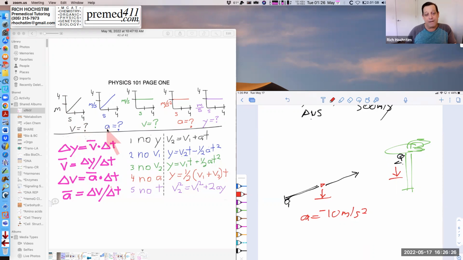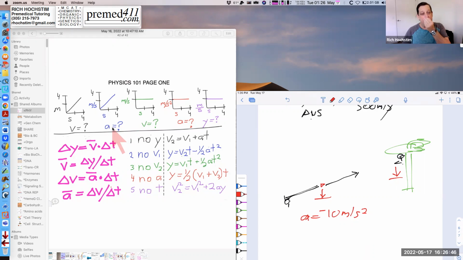If we're looking here for the acceleration, it's the same idea. What we have is a change in velocity over the change in time. So the change in velocity is 4 and the time is 4. So that will be an acceleration of 1.